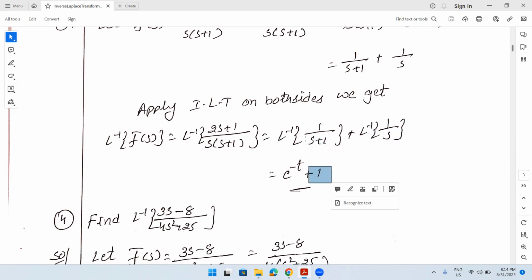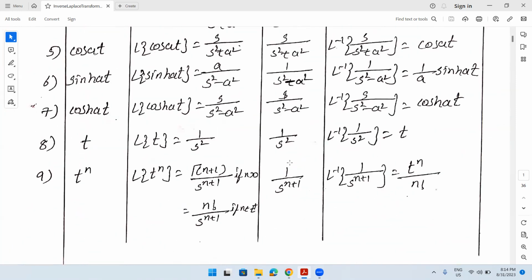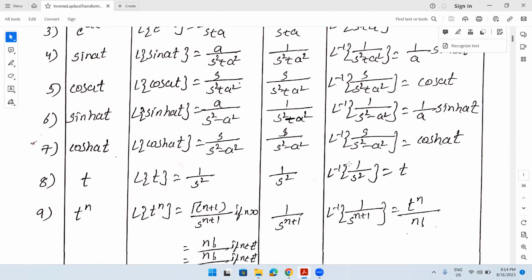This is the first formula. L inverse of 1 by s minus a is e power at. L inverse of 1 by s plus a is e power minus at. So don't forget the formula here, the second and third formula. L inverse of 1 by s minus a is e power at, and 1 by s plus a is e power minus at. Now we apply this formula.